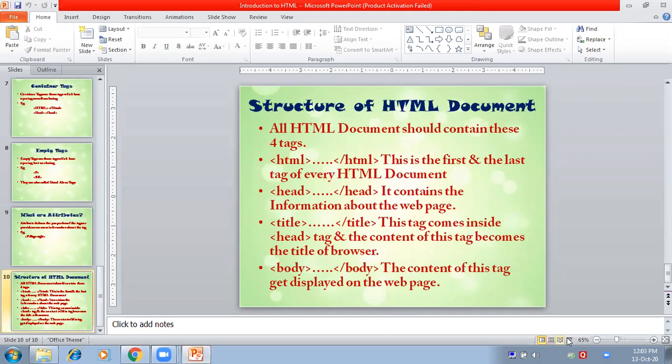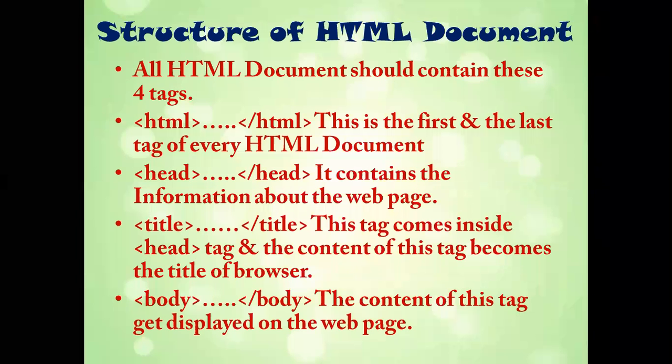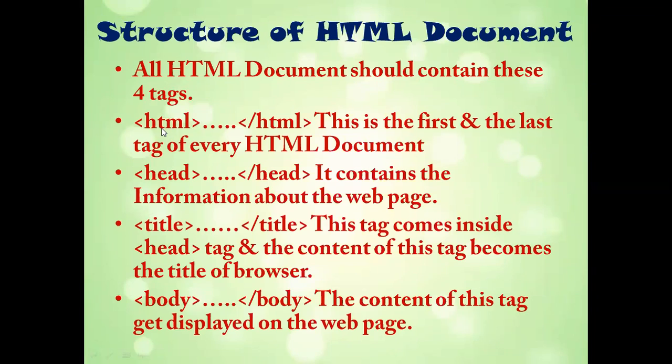Okay, now what is the structure of an HTML document? How do we start an HTML document? So this is the structure. These are the tags. These are the basic tags of HTML. First, all HTML documents should contain these 4 tags. Which are these 4 tags? First is the HTML tag. The HTML tag is a container tag which has an opening as well as a closing. This is the first and the last tag of every HTML document.